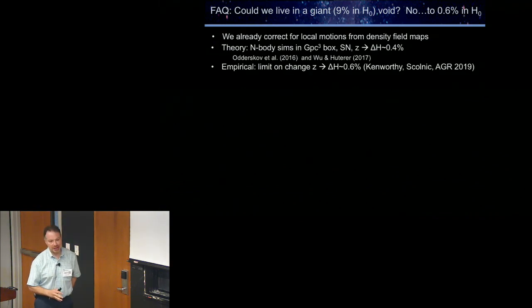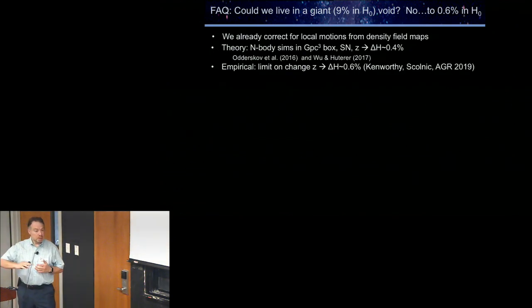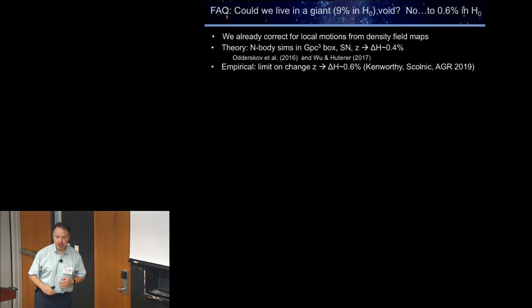Otherwise, you generate a giant dipole in the CMB. However, we can also do this empirically. If there is a void that we are living in, supernovae go all the way out to redshift 1 or 2, so you ought to be able to see the signature of that as a kind of inflection.